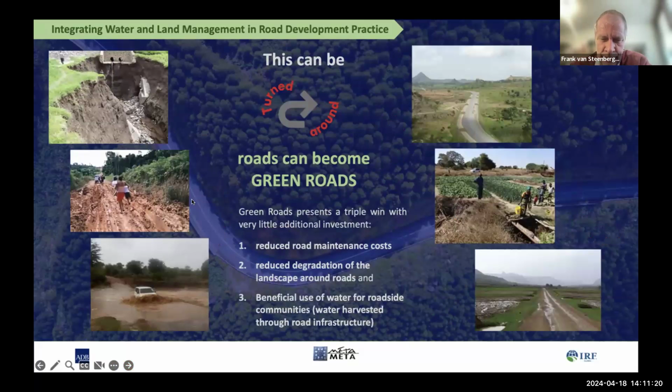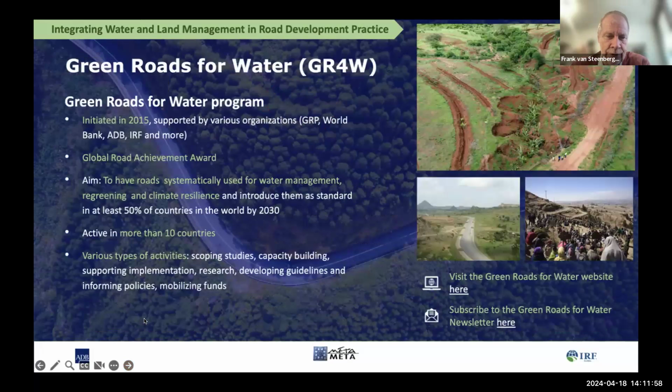And that's what we want to show here, because that will bring us three major benefits if roads become green roads. The major benefits in terms of water management and roads would be a reduced maintenance cost and less downtime of roads, but also reduced degradation of the landscape around the roads. And thirdly, very importantly, make beneficial use of water around the roads for the communities living along the roads, for instance, water harvesting through the road infrastructure. And in this presentation, I think we'll give a lot of examples of this. So in Meta, and we're now part of GOPA, we have been working on this for quite some time now.